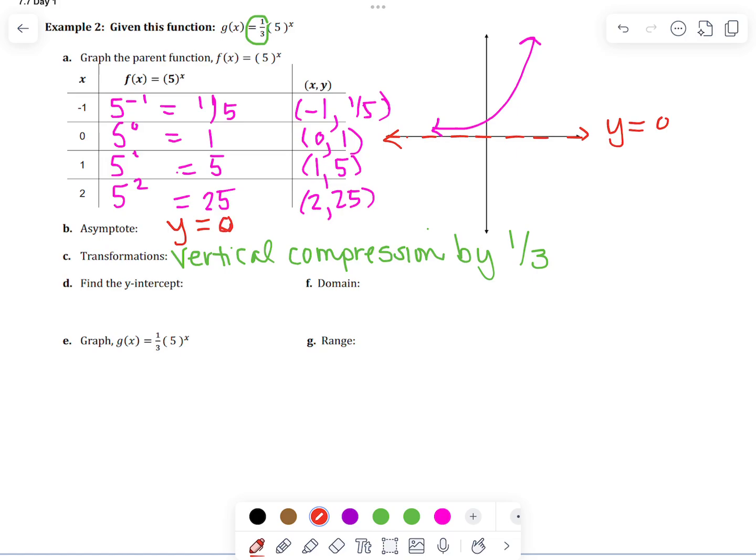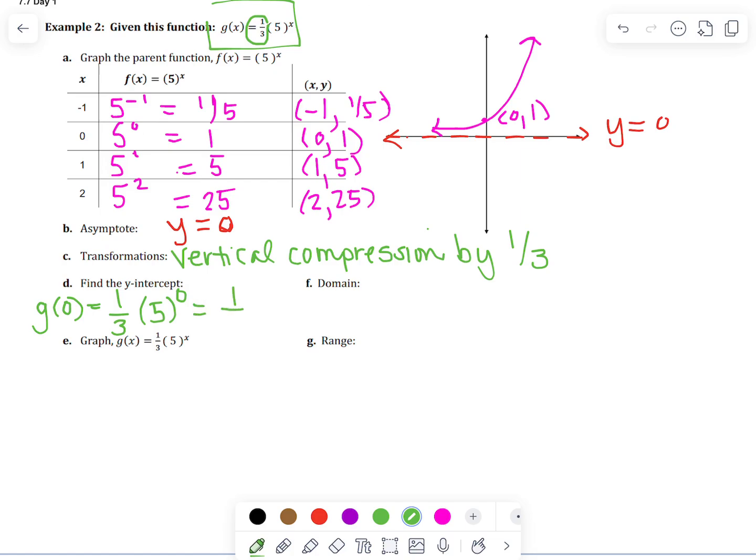Also, the y-intercept, I'm just going to label this one, is over 0, up 1 on the parent function. So now we want to find the y-intercept of the child. So again, this is our g of x function. We want to find the y-intercept. So what we do is we evaluate the function for 0. So g of 0. So we get 1/3 times 5 raised to the 0 power.